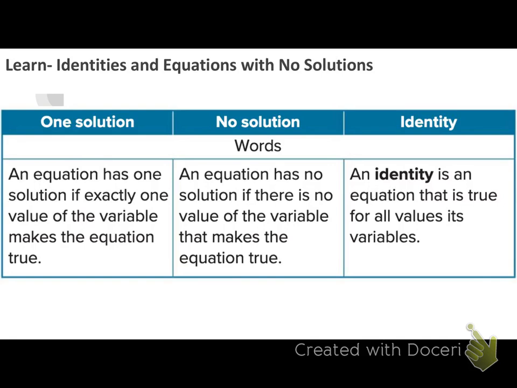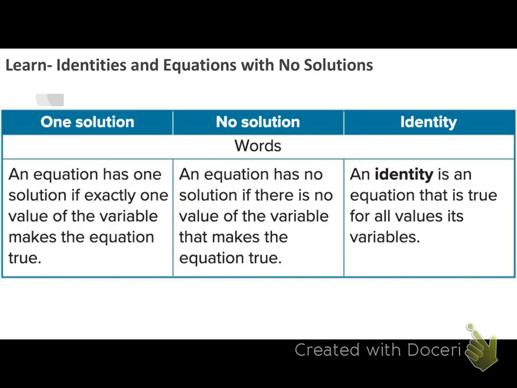So, let's talk about this real quick. Identities and equations with no solutions. An equation has one solution if exactly one value of the variable makes the equation true. So if only one number can be plugged in and make the equation true, I've only got one solution. An equation has no solution if there's no value of the variable that makes the equation true. If there's no number that makes it true, then obviously there's no solution.